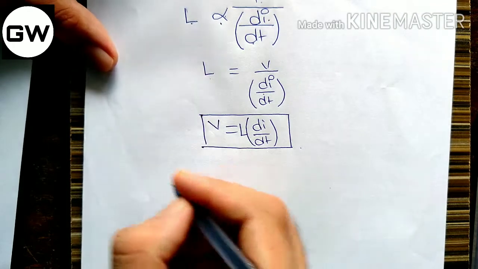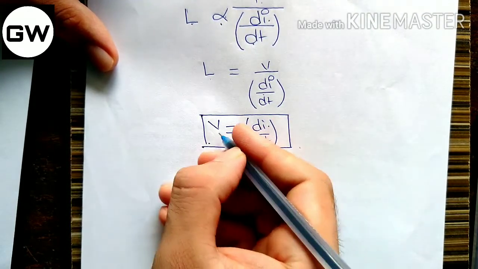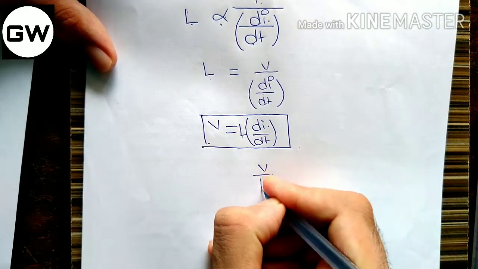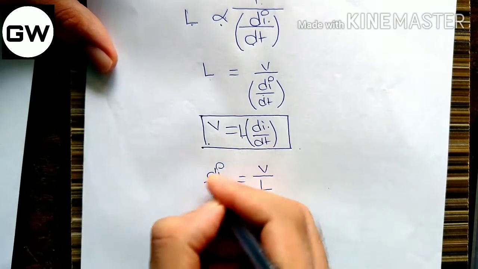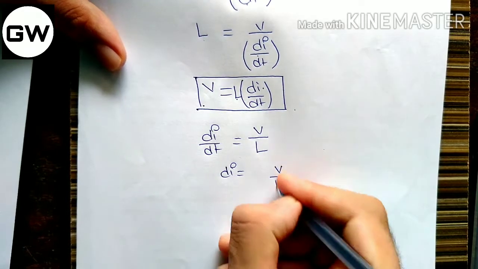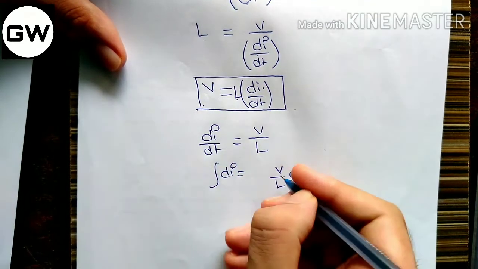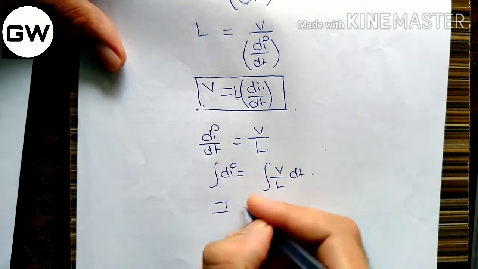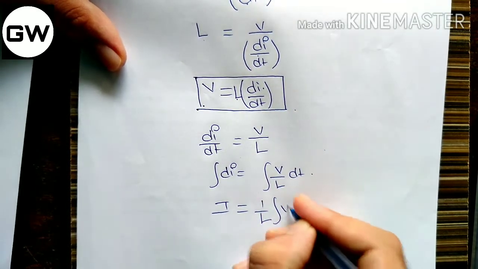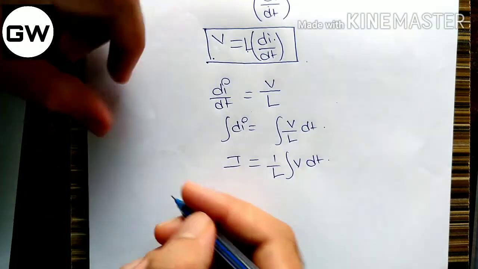We need to find the current through the inductor. What we'll do is send L to this side and integrate with respect to t, so we'll get the current. See, V by L is equal to di upon dt, so di will be equal to V by L dt. Integrating on both sides, we get I is equal to 1 by L, which is a constant, integral V dt, with limits from 0 to t.